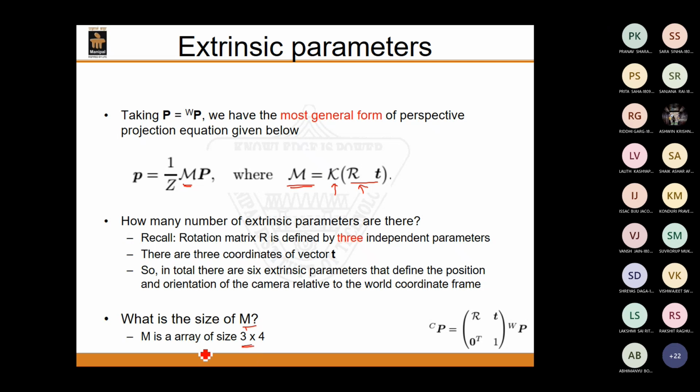In the sense, since you have a rotation matrix with 3 independent parameters, you'll have it as 3 cross 4. 4 because here it is basically in the homogeneous form for a 3D coordinate, right?